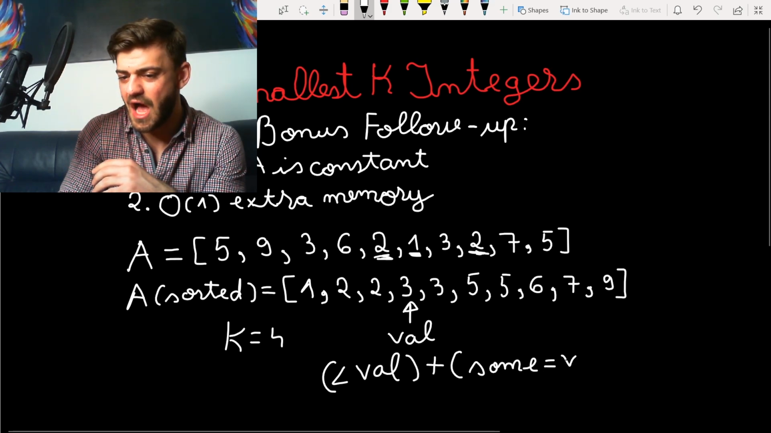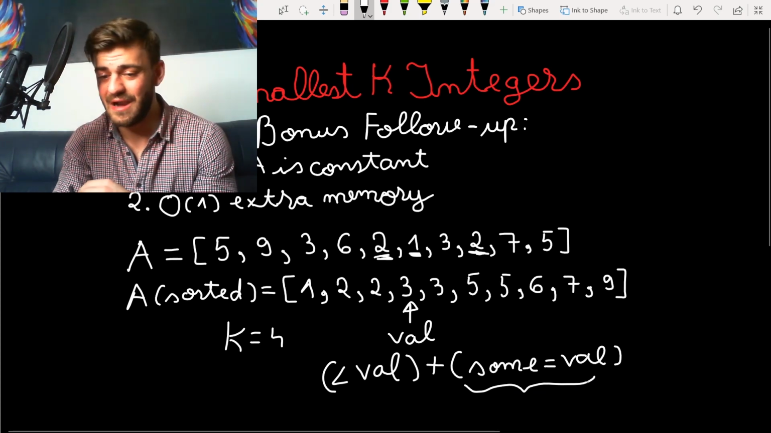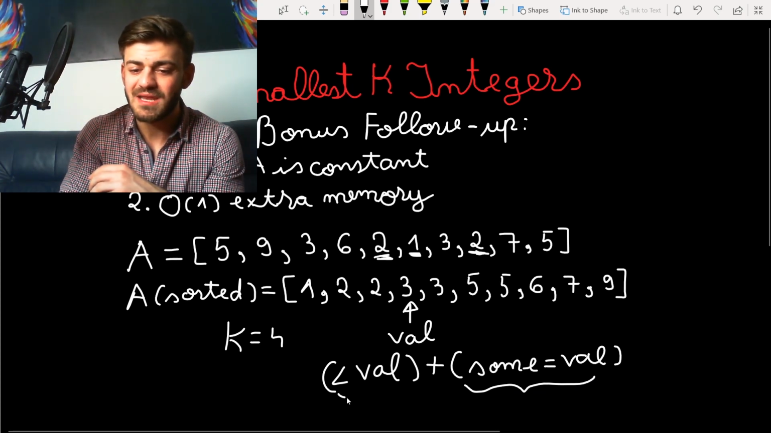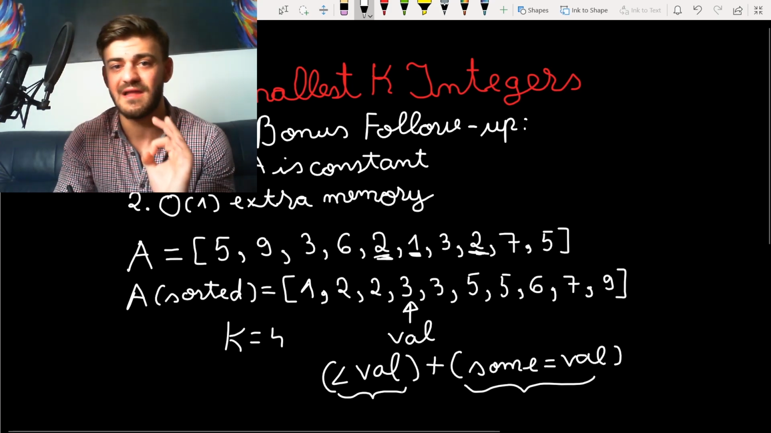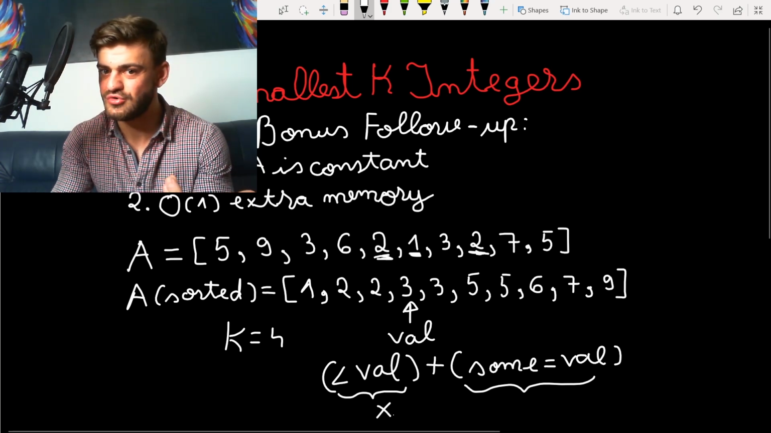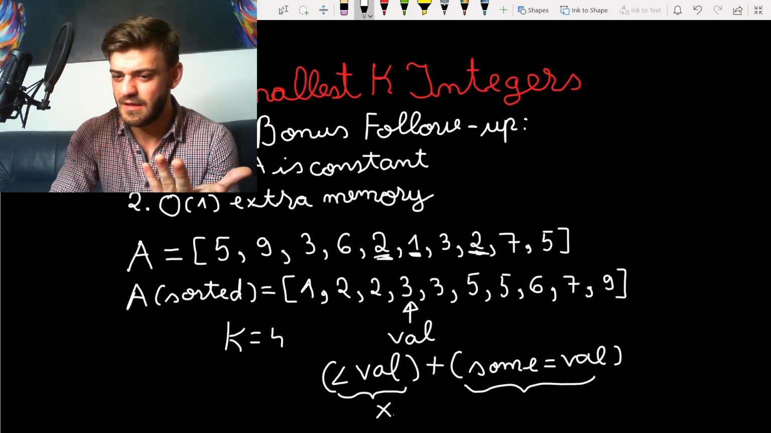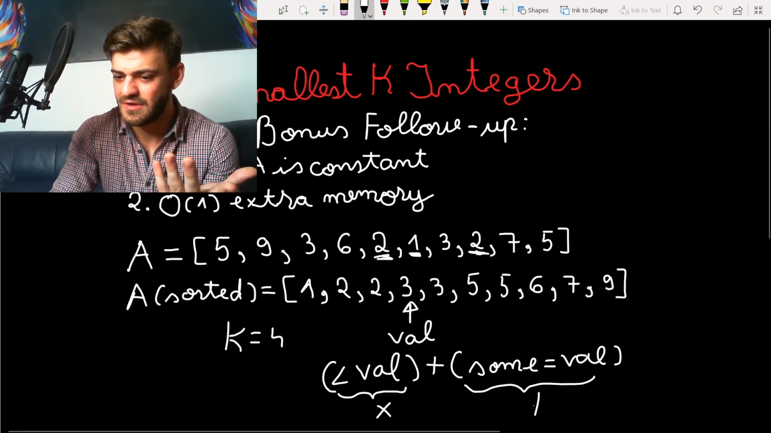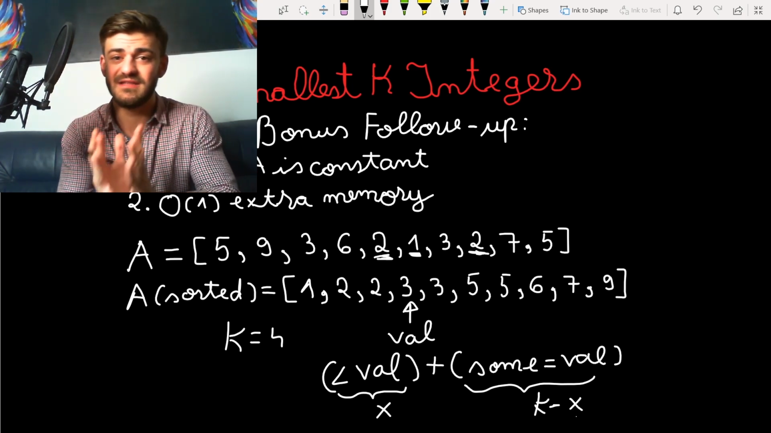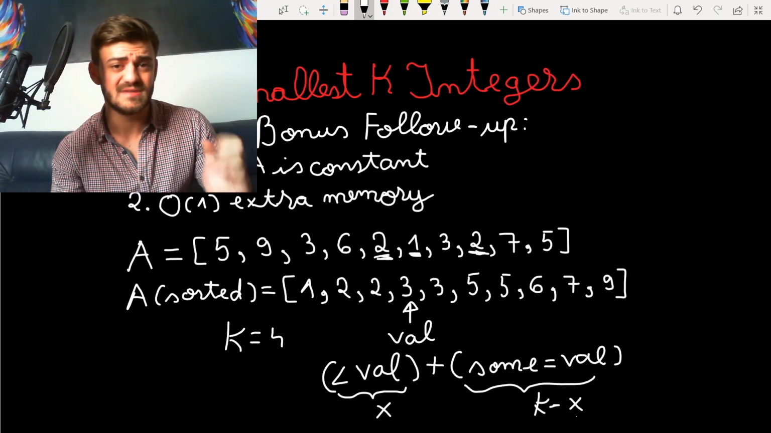Now the question is, how many elements are here which are equal to val? How many am I going to take into my solution? Well, I need to know how many elements I have which are strictly less than val. And if we call this x, and our solution is going to have the smallest k integers, so length k, obviously in this set we will have k minus x elements. So if we find a way to know the value of the smallest k integer, not its position, just its value, we solve the problem.